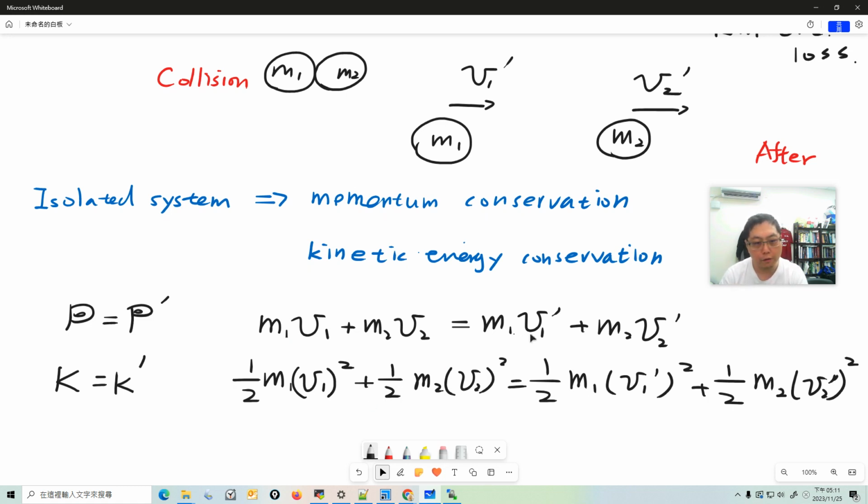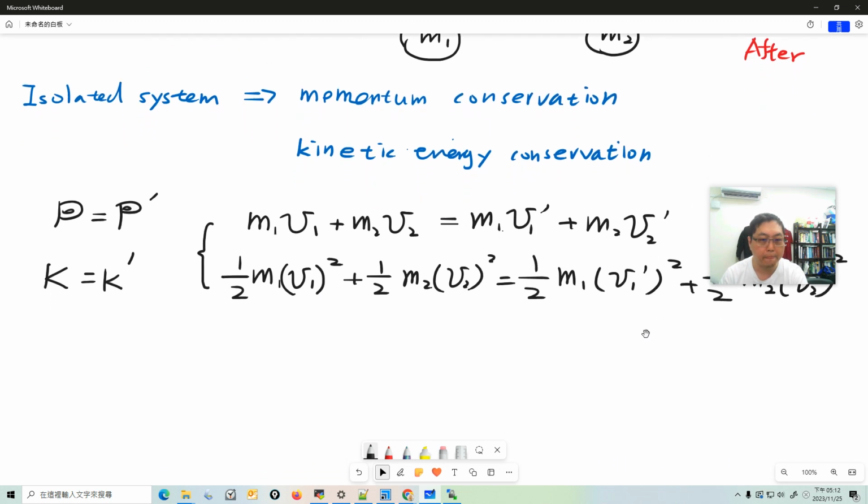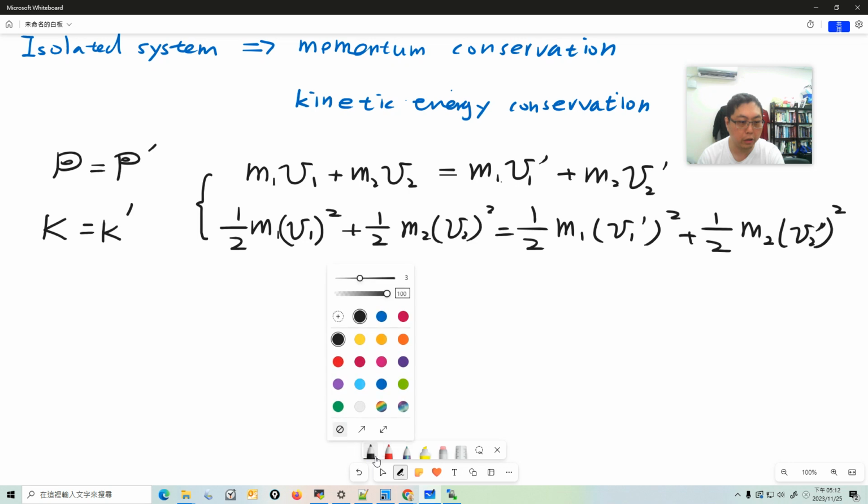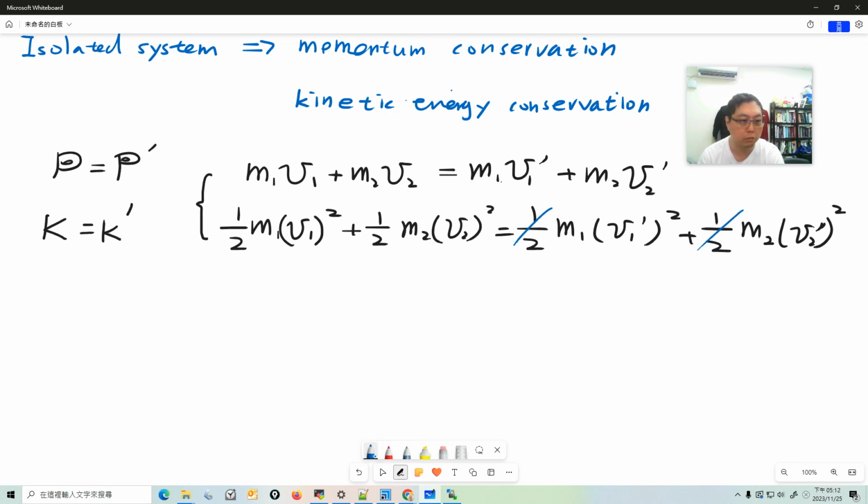To solve v1 prime and v2 prime, it needs a lot of algebra work, and I will show some detail for you. So let's solve this equation. Next we have to do a lot of arrangement. First of all, in this second equation, all terms have 1/2, so you can divide it by this term first, and then we will do arrangement.